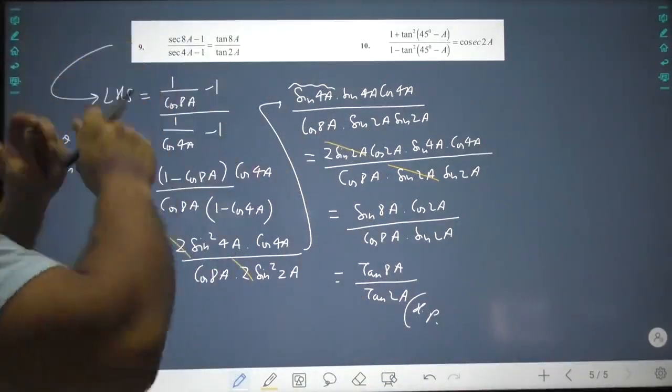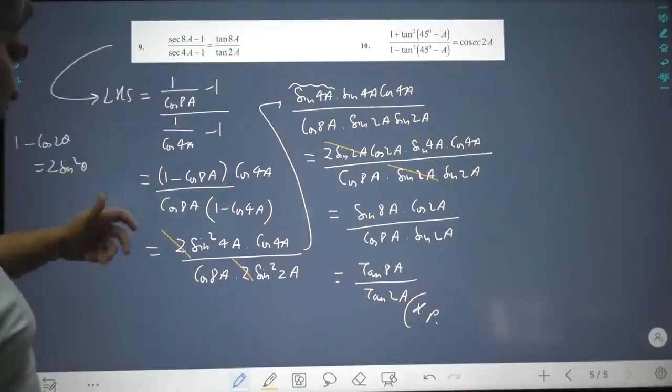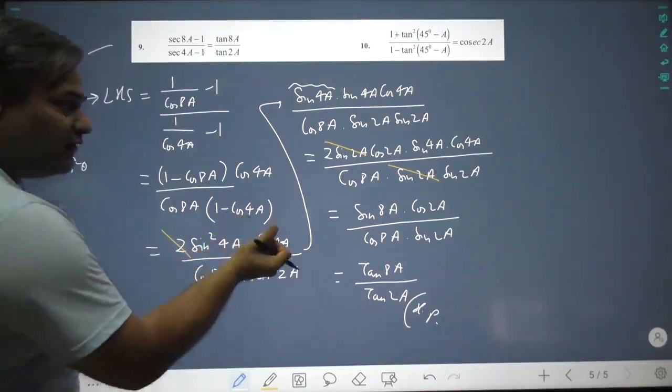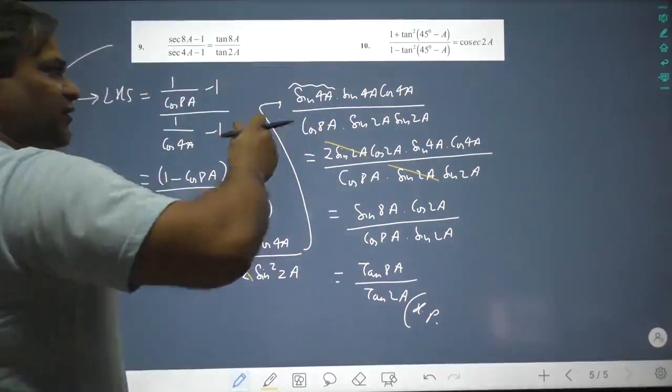Very good question. Manipulation is there: 1 minus cos 8a, 1 minus cos 4a, then breaking, combining, every emotion is present.